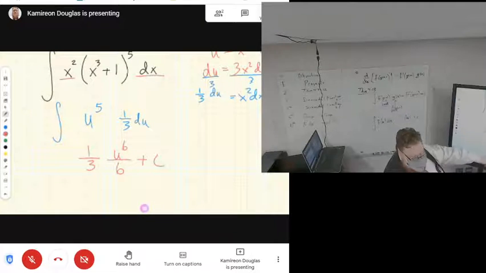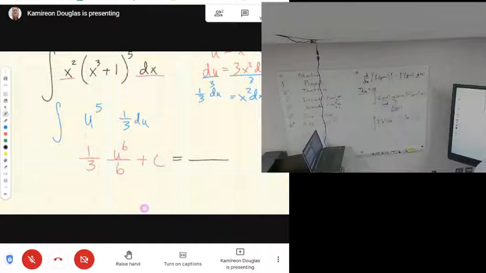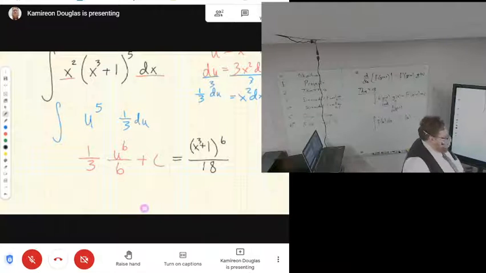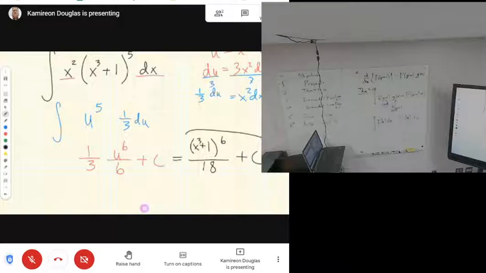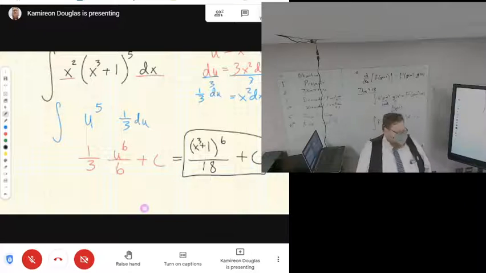Now the 3 and the 6 become an 18. And the u is x cubed plus 1. Plus c. Don't forget your c in this section. We're going back to indefinite integrals. The constant of integration must be there, plus c.